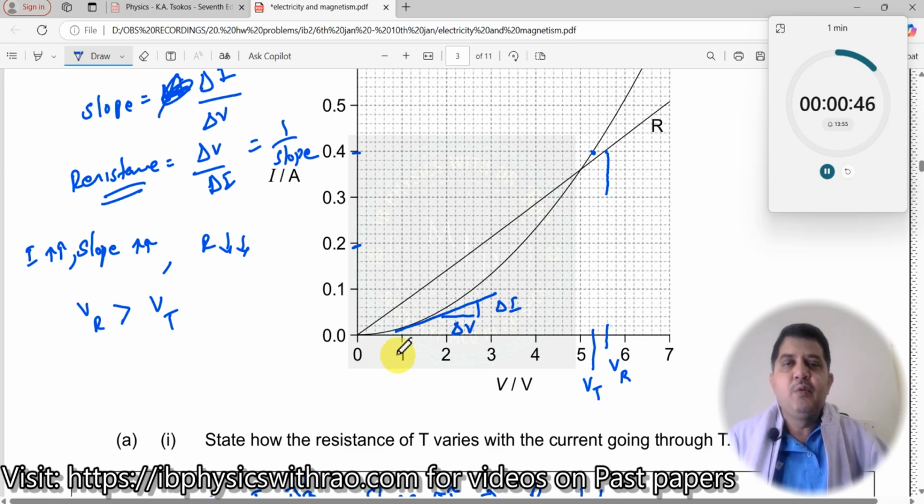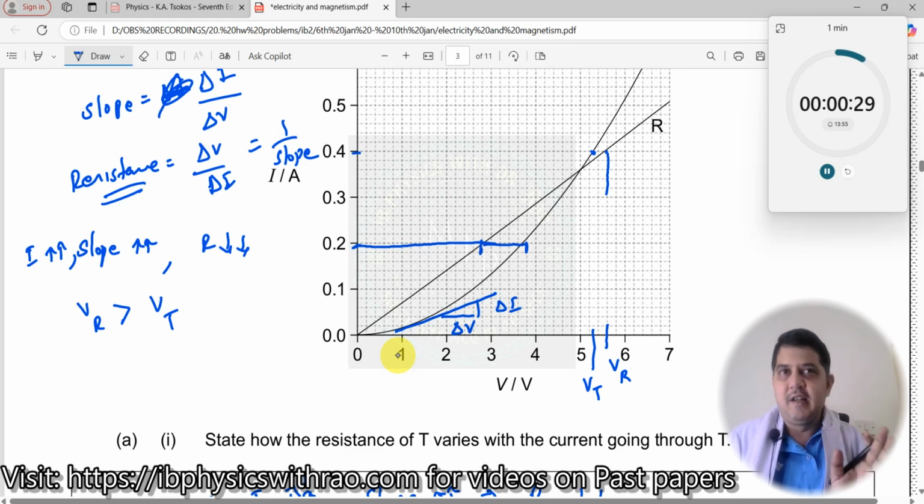Many students have a misconception: they draw a line here and find out what the voltage is here and here. This voltage is 2.8 volt, and this voltage is something like 3.8 volt. Then they take the average of these two and write that.